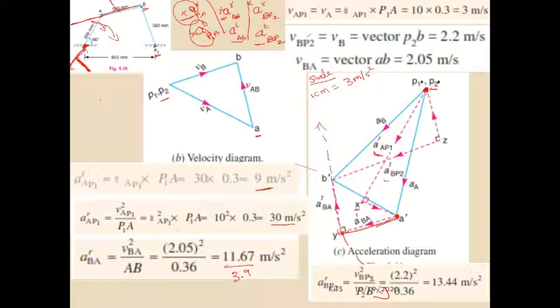Here I have the P2B radial value 13.4. 13.4, if you divide it by 3, you will get around 4.8 or 4.9. 4.8, I think so. Okay, 13.44 divided by 3, you will get 4.8.